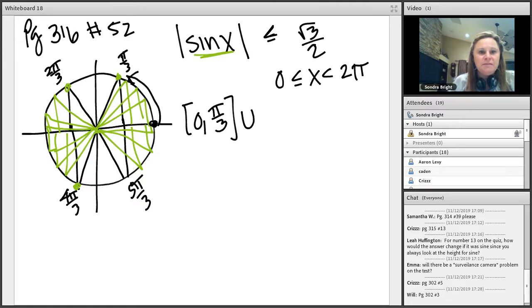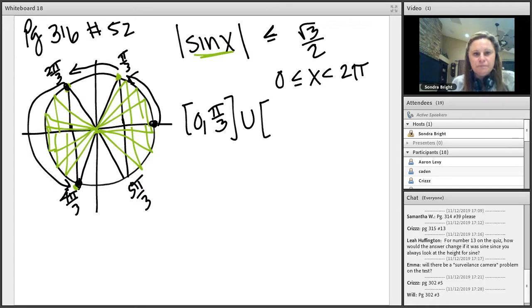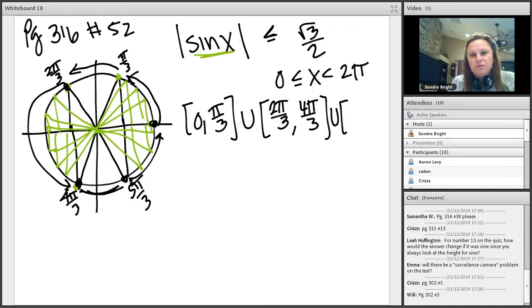Unioned with, skipping this section because those are all taller. But from 2 pi over 3 all the way to 4 pi over 3, those are all shorter. 2 pi over 3 to 4 pi over 3. And then as we're going around, you're going to skip all of those because all of these triangles, the heights would be taller. But then from 5 pi over 3 to 2 pi, they're shorter. All right, so there's your answers.